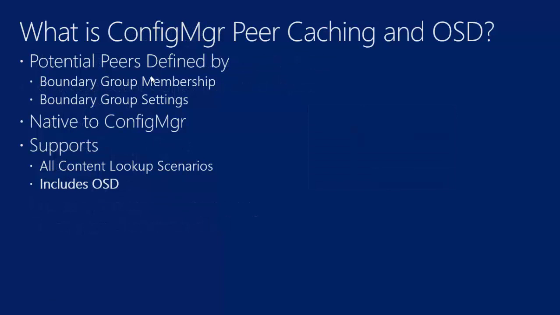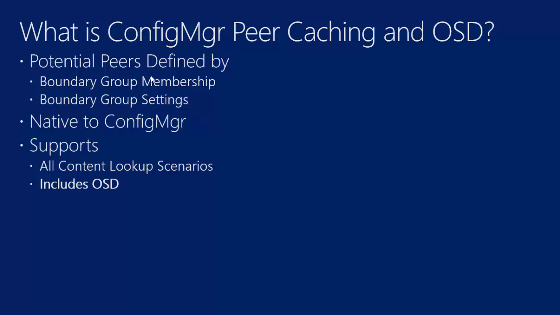Now turning to Config Manager, right? Even on the previous slide, I couldn't help but talk about Config Manager a little bit. Here in Config Manager specifically, potential peers that can share content with one another are defined first by boundary group membership. So if machines are in the same boundary group, then they could share content with each other. There is a specific setting on the boundary group, we'll show this to you in just a minute, where you can define that even if machines are in the same boundary group, only machines that are on the same subnet within that boundary group share content with each other, okay?